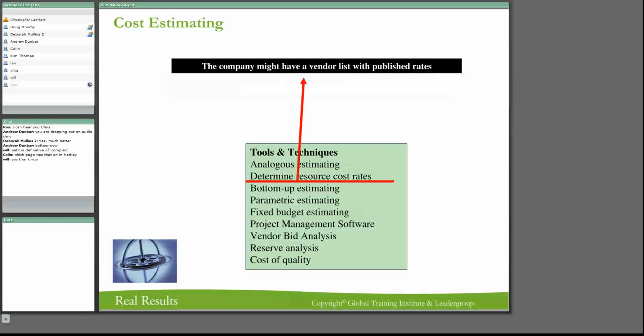Now, to determine cost rates, this is where a vendor might give you a whole list of published rates. So it might be a catalog, it might be for their service rates, it might be for material. So the resource cost rates will be there.